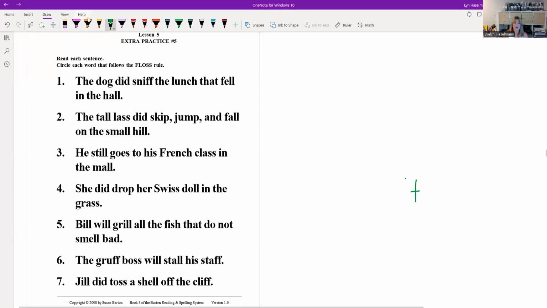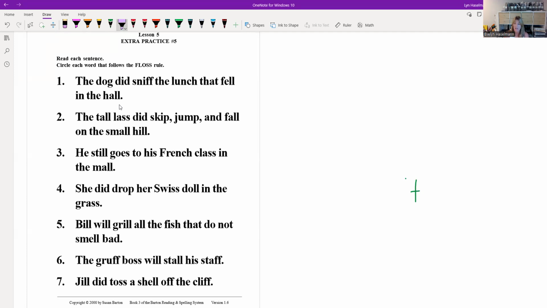And the last one, read each sentence, circle the word that follows the floss rule. So the dog did sniff the lunch that fell in the hall. Now, sometimes people always ask me, why is did something in front of the verb? That's because your student has not learned suffixes yet.